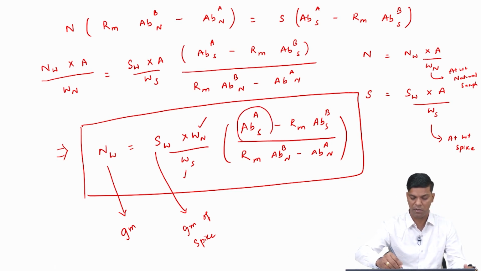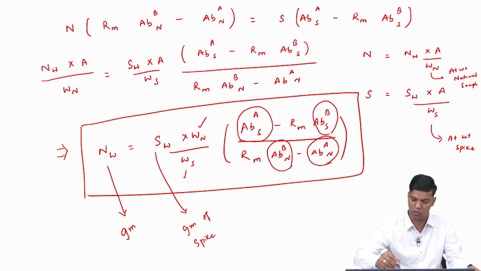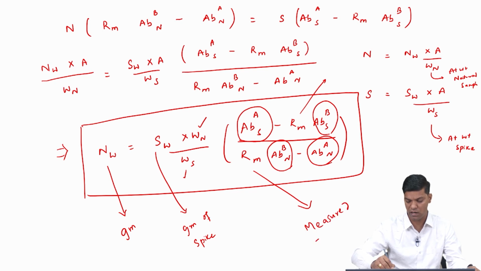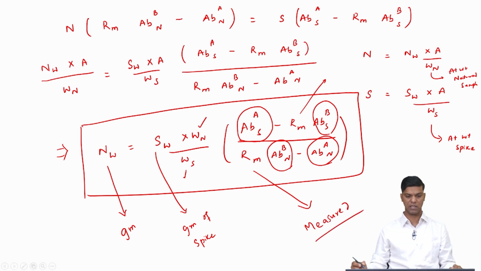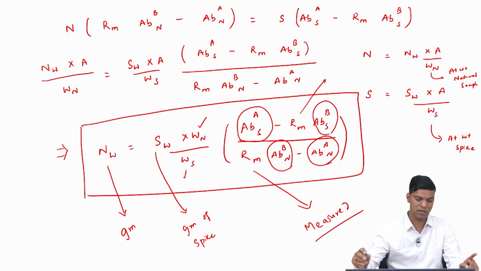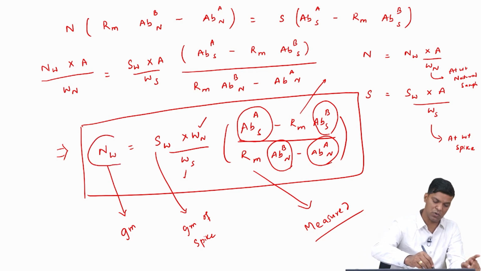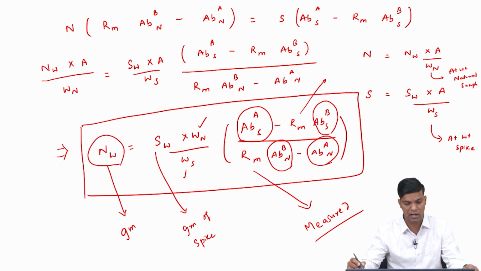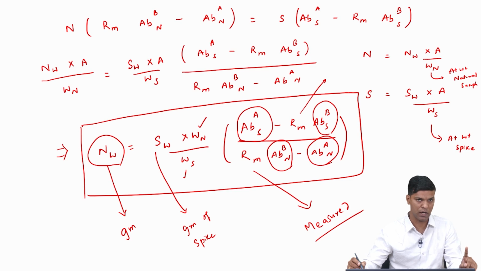Abundance of A in spike is often known, abundance of B in spike is known, abundance of A and B in the natural sample is also known. The only thing that you need to measure is Rm, the isotope ratio of the mixture, which you can measure. If you can do that, then you get the isotope ratio by mass spectrometer analysis, and the same analysis can be used to find the concentration, and this is how isotope dilution works.